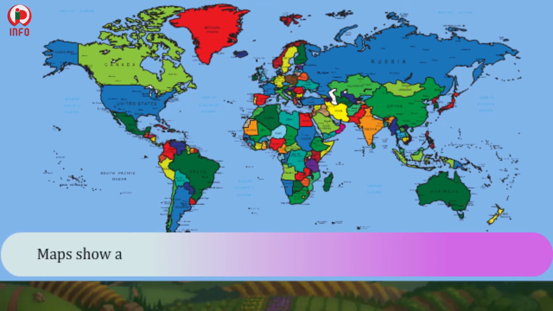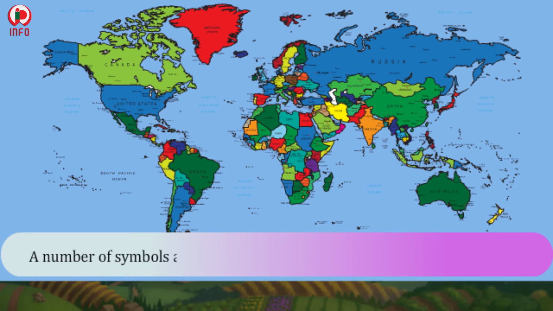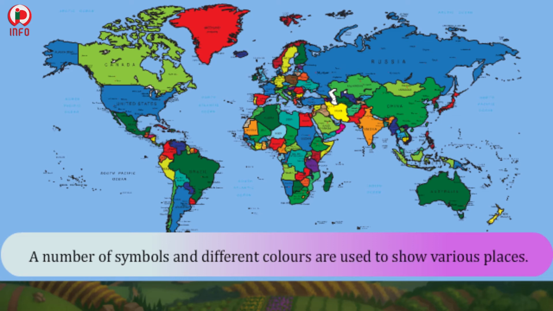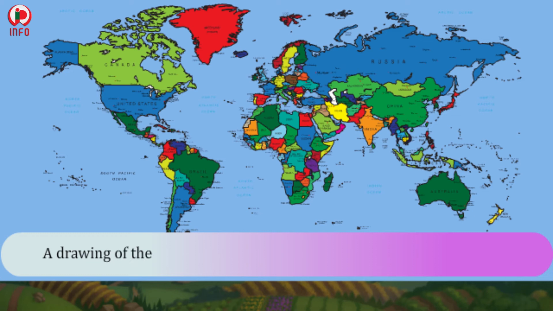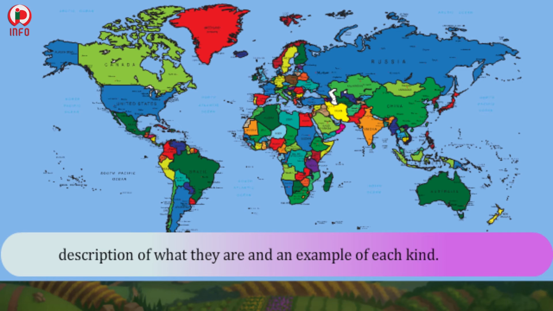Maps. Maps show a part or the whole of a place on the earth in detail. A number of symbols and different colors are used to show various places. A drawing of the earth on a flat surface is called a map. The following is a list of each major map type used by geographers and a description of what they are and an example of each kind.